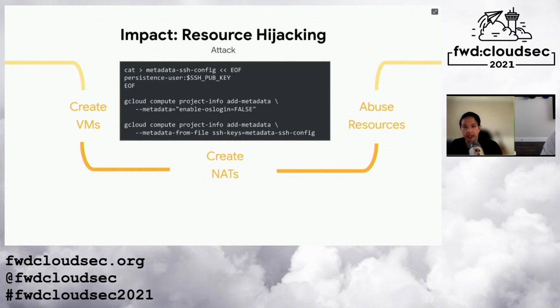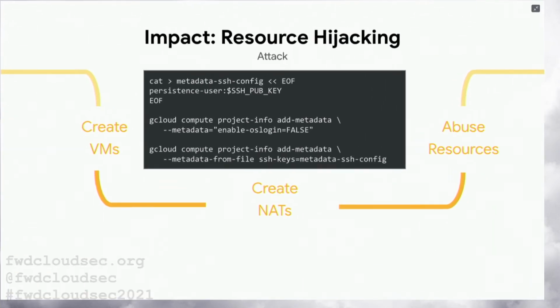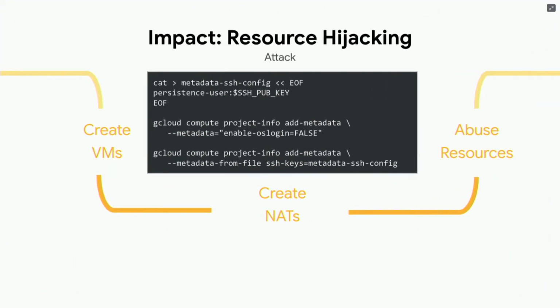The last TTP we'll look at is impact with technique resource hijacking. In this example, the attacker's goal is to create and abuse resources within a GCP organization, for example, using VMs to mine cryptocurrency.